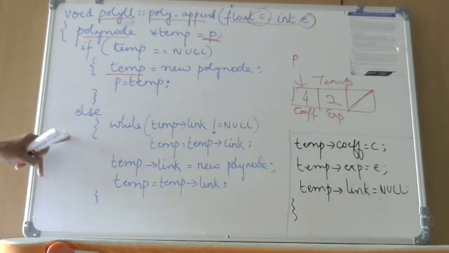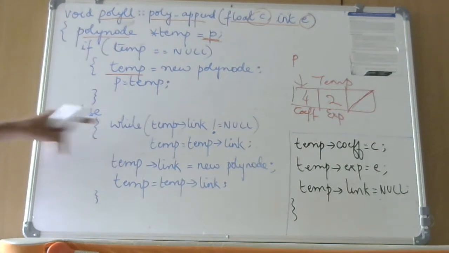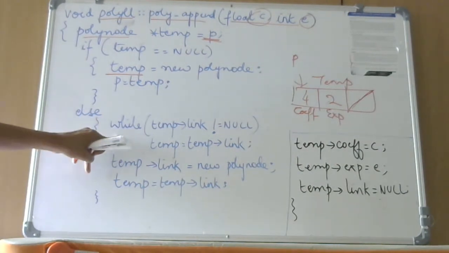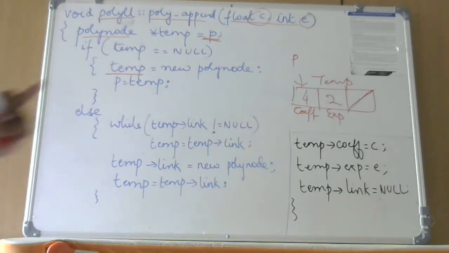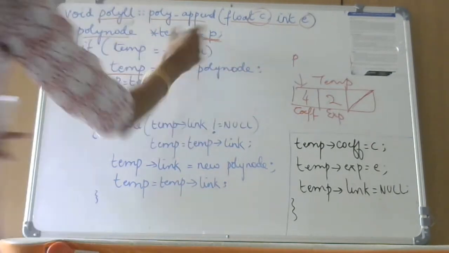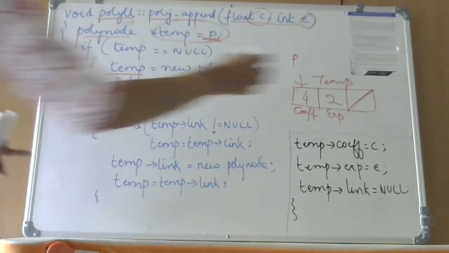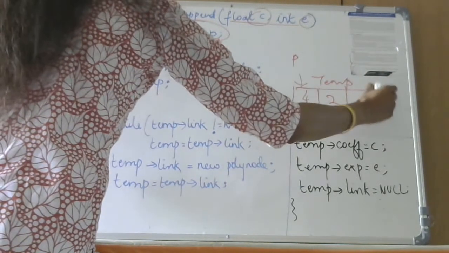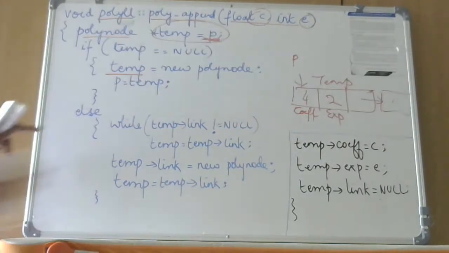If it is not empty, that means you already have some nodes in the list. Then what will happen? I want to append it at the end. So what we do is, while temp of link is not equal to null. So I have initialized temp is equal to p. I will go on moving from here till I reach the last node. We have seen all this.